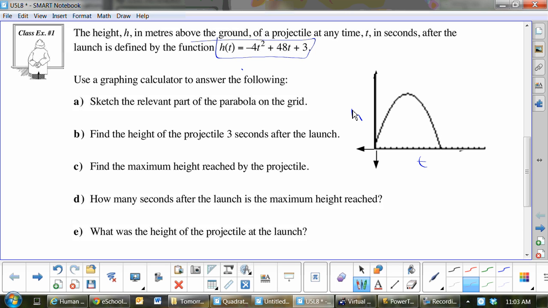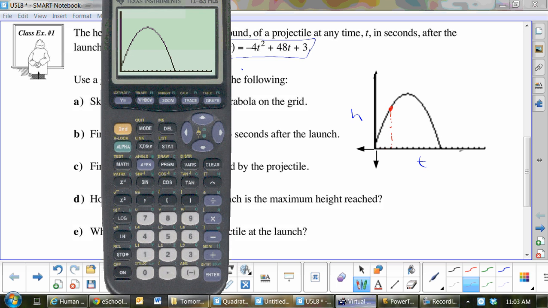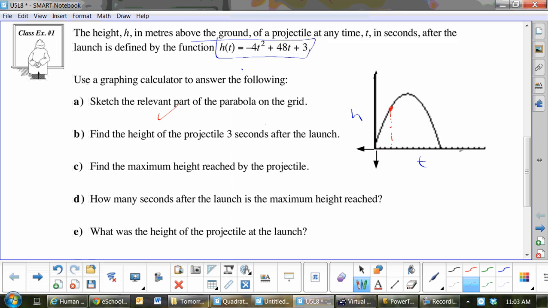So 1, 2, 3. The height would be right there, okay? So how do I find that? Trace, 3, enter. 111 meters, okay? So, sketch the relevant part, done. Find the height. Height at 3 seconds is 111 meters.